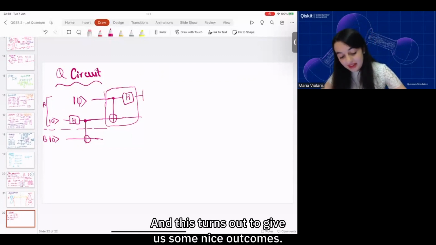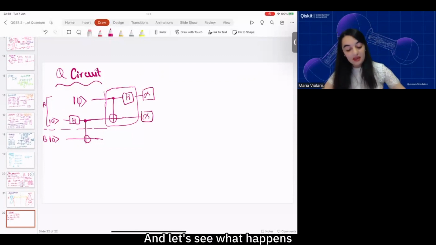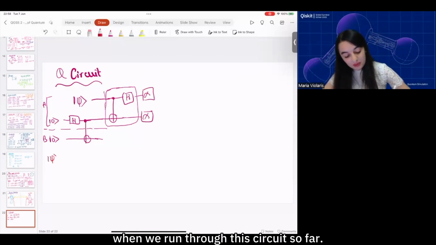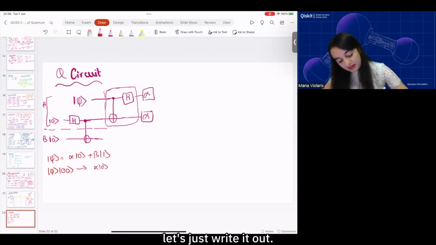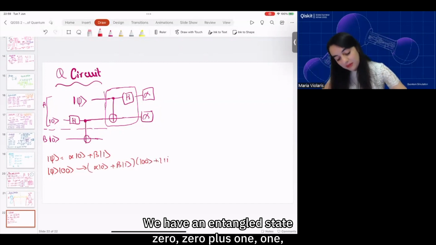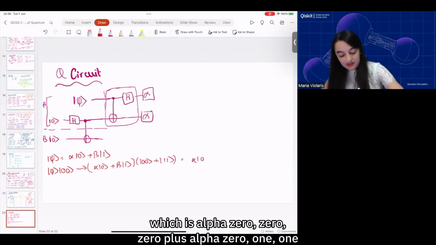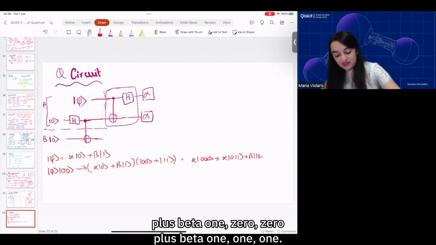And this turns out to give us some nice outcomes. And let's see what happens when we run through this circuit so far. So we have this general unknown state, then we have psi 0, 0 goes to, let's just write it out. We have an entangled state 0, 0 plus 1, 1, which is alpha 0, 0, 0 plus alpha 0, 1, 1 plus beta 1, 0, 0 plus beta 1, 1, 1.